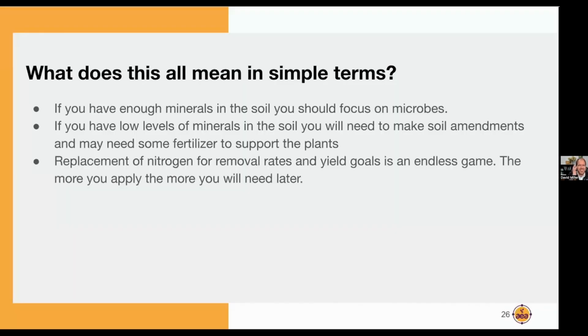So what does all of this mean in simple terms? What I want you to take away from this is, if you have enough minerals in the soil, in the total reserves, even if it's deficient in your common soil sample, you should focus on microbial health, on the soil health, on the organic matter, on the carbon level. Focus on the microbes because they are what will make those nutrients available and keep them in a plant available form. If you have low levels of minerals in your soil in the total nutrient assay, then you'll need to make soil amendments. And you might even need some fertilizer.